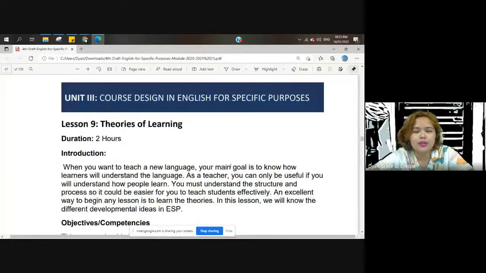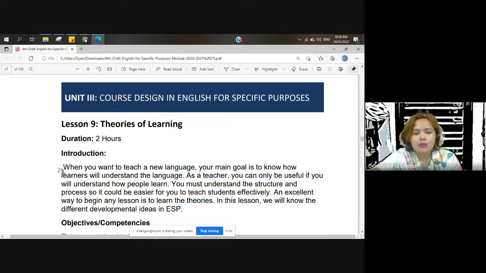We're already in the Unit 3, the course design in English for specific purposes. So it's actually very easy. Before, I thought ESP is hard. I thought. Kasi nga, napakadami niyang, we have a lot of things. But now, no, it's easy. It's a normal thing for us. So the lesson 9 is the theories of learning.